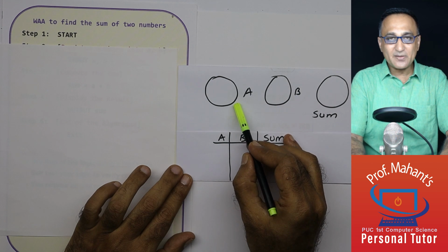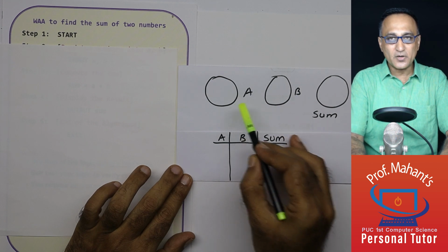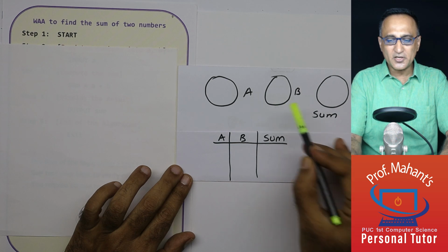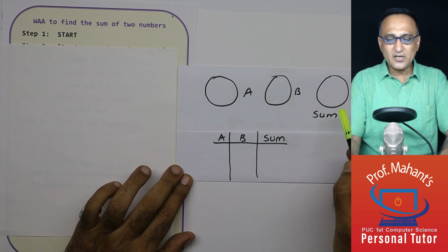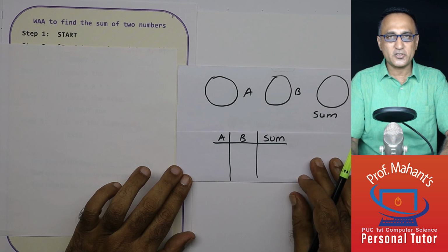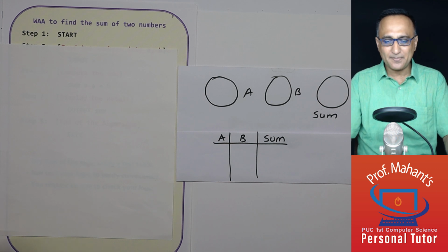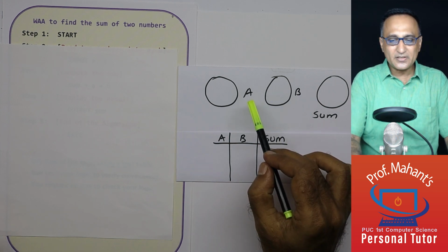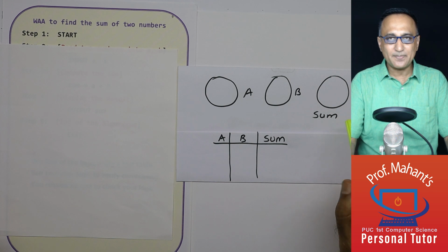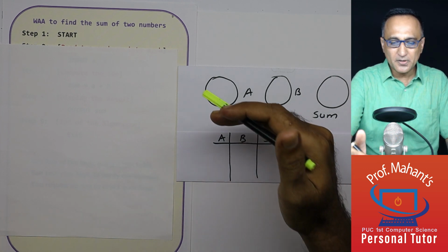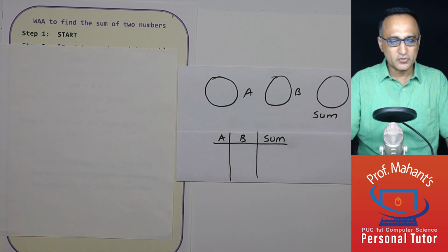So A is a variable, it represents a memory location. B is also a variable, it represents a memory location. Sum is also a variable which represents the third memory location. So in order to calculate the sum, I need three memory locations A, B and sum. In place of A, I could give it the name X, Y and sum. But give meaningful names to memory locations so you know the purpose of why you tend to use them.